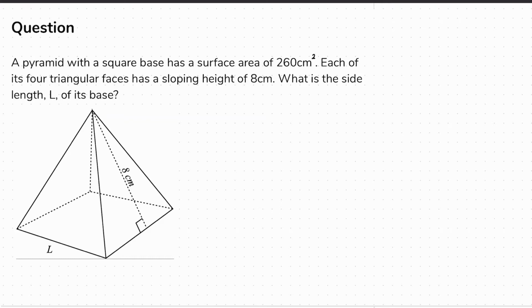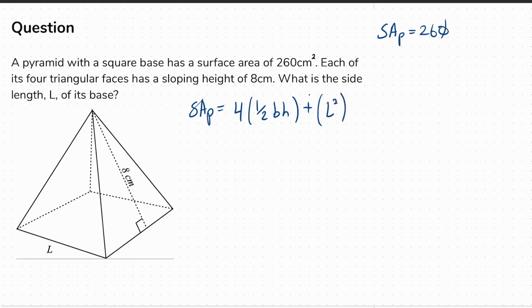In this next question, we are actually given the surface area of this pyramid, right? So the surface area of the pyramid is equal to 260. It's giving us 4 triangular faces, it's giving us the sloping height, and it's asking us for the side L. So what is L equal to? Well, I know that not only does the surface area of the pyramid equal 260, but it also equals 4 times the surface area of each of the triangles plus the surface area of the square, which in this instance is L squared.